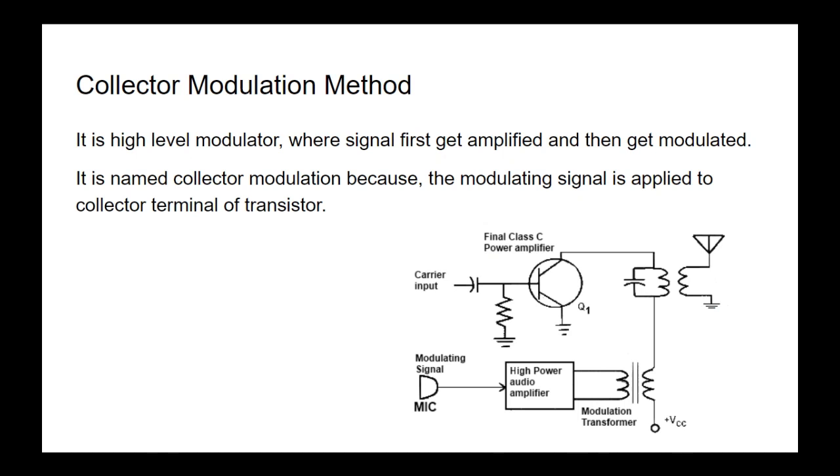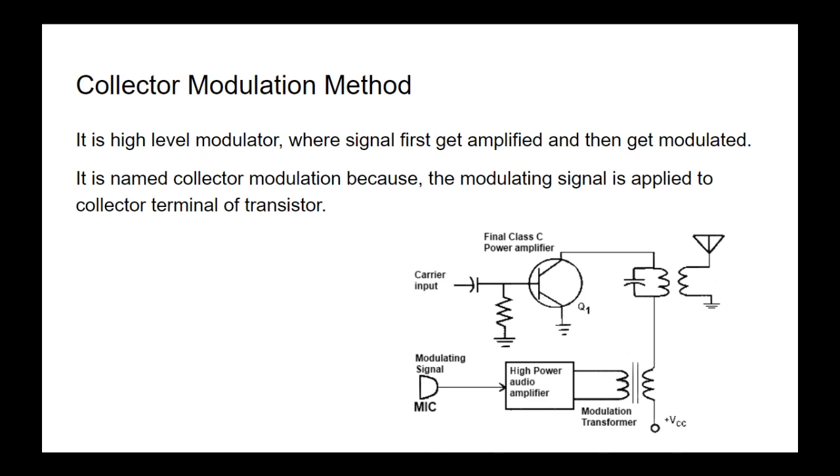Now the collector modulation method. It is a high level modulator where the signal is first amplified and then modulated. We amplify the carrier signal with a class C power amplifier, and we amplify the modulating signal with a class B power amplifier.